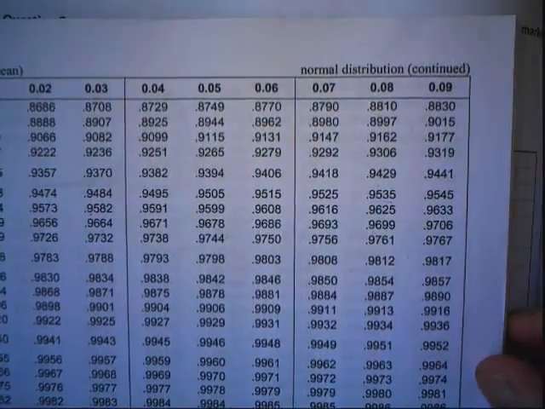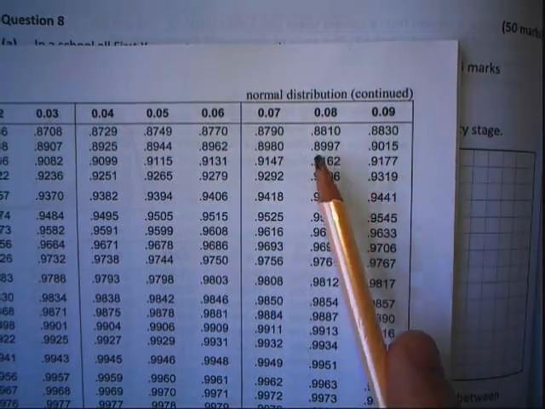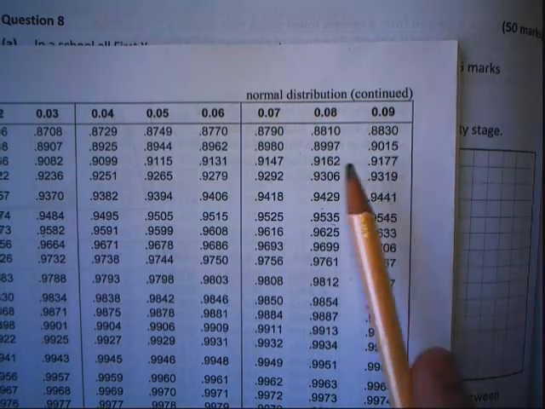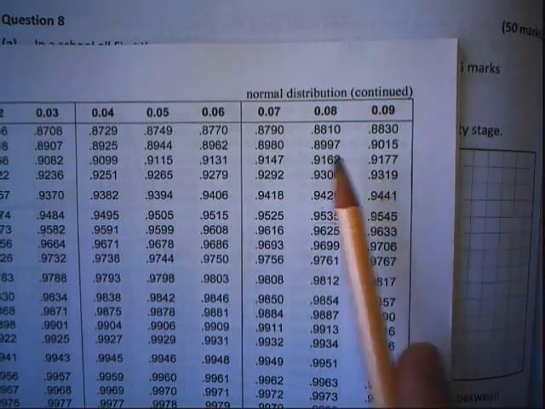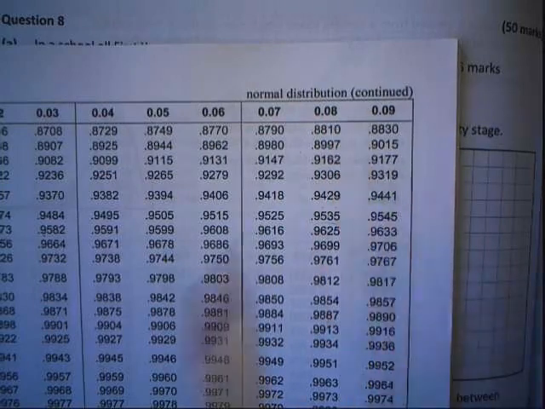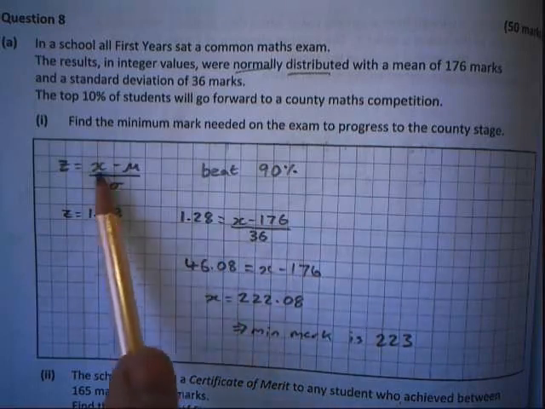So 90% is going to be between here and here. I think this one's closer. It's only 3 away, whereas this one's 15 away. You can't see the very end, but it's 1.2. 1.28 is what we're going to do. So Z is 1.28. You put this into this formula.